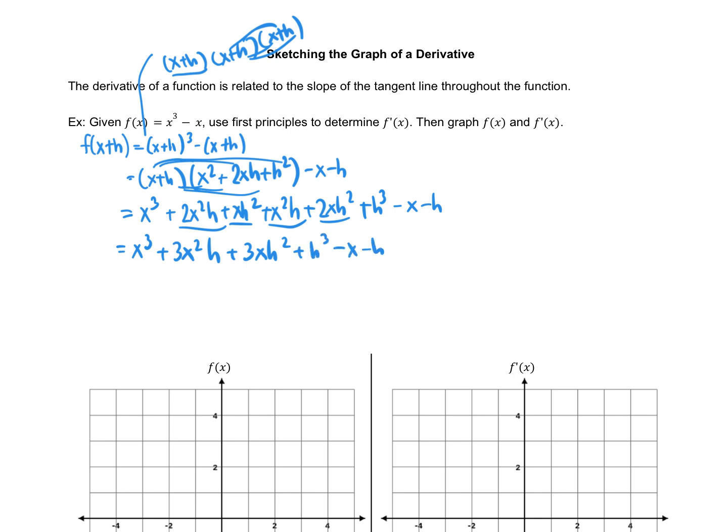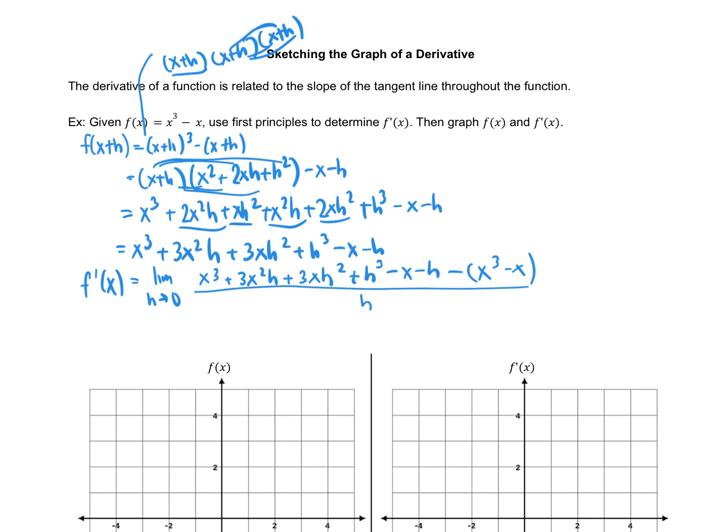All right, and now let's use first principles. So the derivative is equal to the limit as h approaches 0 of x cubed plus 3x squared h plus 3xh squared plus h cubed minus x minus h minus x cubed minus x all over h. So x cubed minus x cubed cancel, and then negative x minus negative x, so that's negative x plus x, those cancel. So we're just left with these three terms and the negative h.